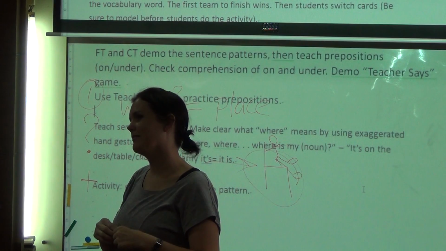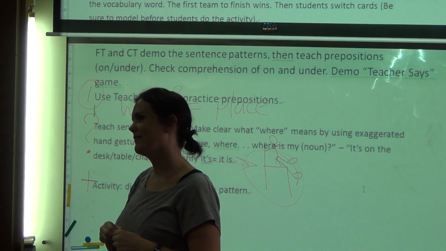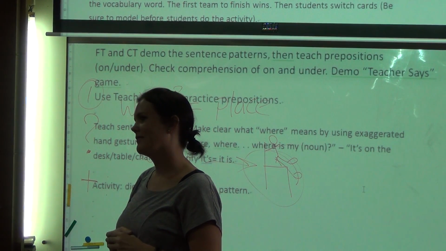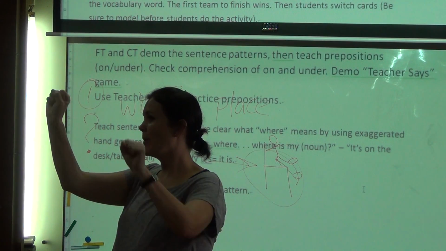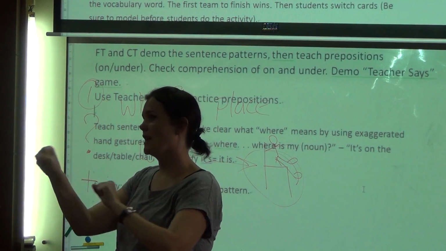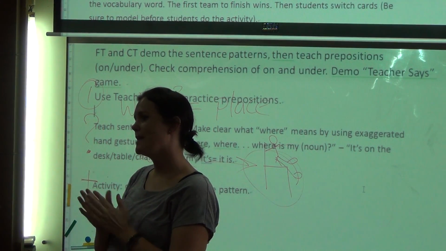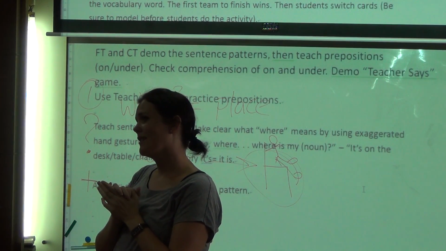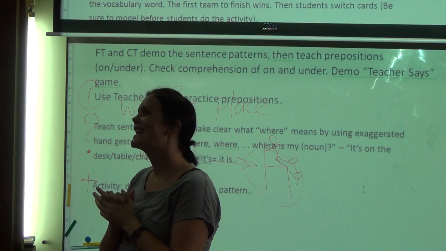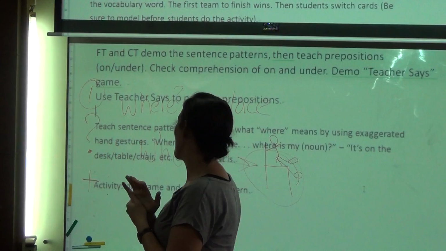Where is my book? It is on the table. No, today we're practicing "it's." So can you try one more time, please, Ben? Okay. Where is my book? It's on the table. Good job, Ben. That's what we want. Thank you.